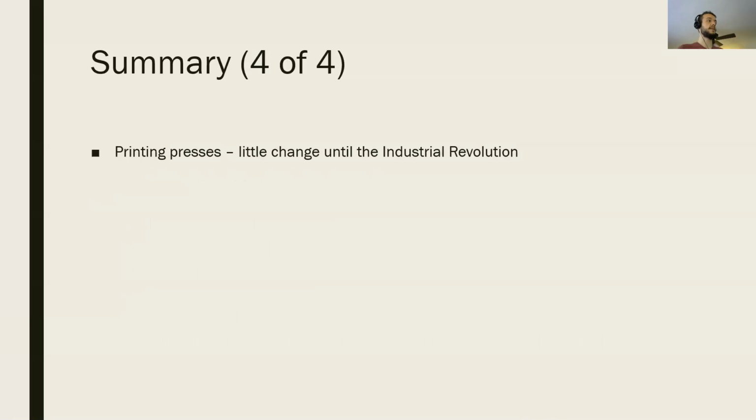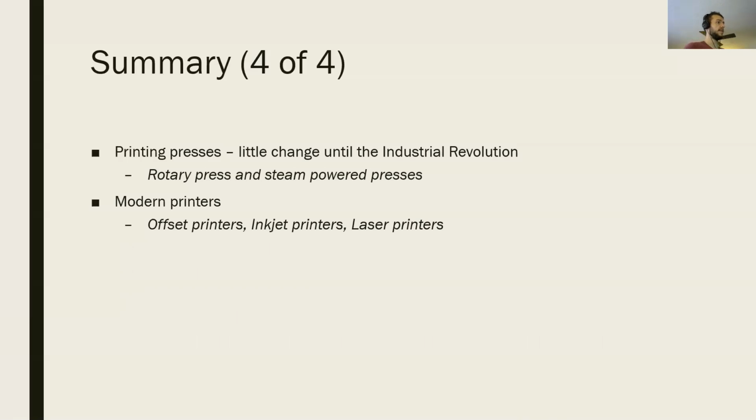In the modern day, we saw that the printing press after Gutenberg didn't change for hundreds of years. But by the time the Industrial Revolution came along, we saw many inventions that greatly increased the speed and the quality of printing, such as the rotary press and the steam-powered press. And there are many new techniques of printing used in the modern day, such as offset printers, inkjet printers, and laser printers, the last two of which are printer technologies affordable by the average individual. So this shows how far printing has progressed as a technology.